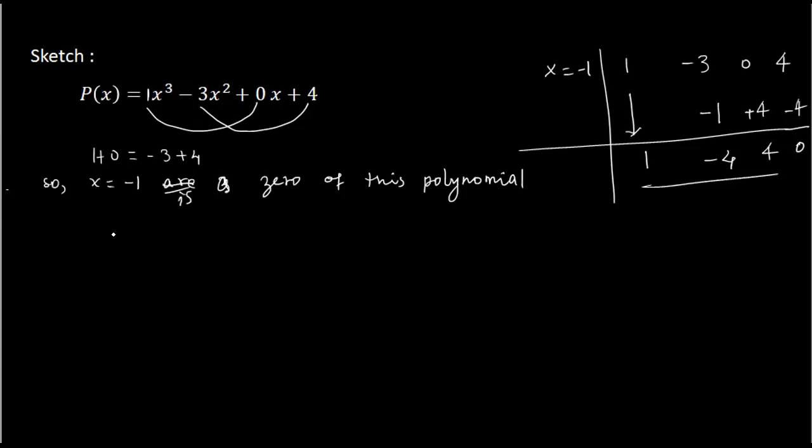So we can rewrite this polynomial as x plus 1. Why x plus 1? Because x equals -1 is a zero of this polynomial. So x plus 1 is a factor of this polynomial, and the remaining factor can be written as x squared minus 4x plus 4. After factorizing, this term becomes (x minus 2) whole squared.